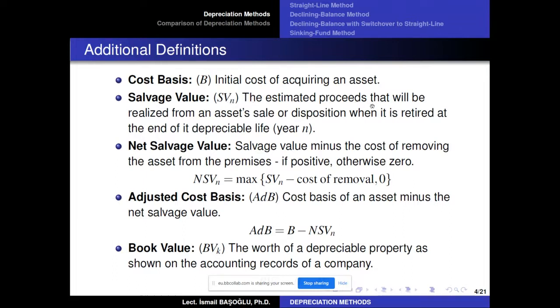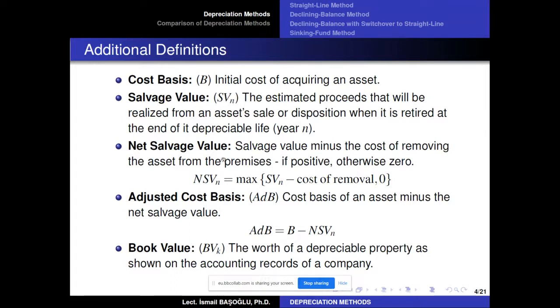That is the estimated proceeds that will be realized from an asset sale or disposition when it is retired at the end of its depreciable life. So at the end of its useful life, at the end of n years, you are going to either sell or dispose of that machine, but either way it is going to return some value, not in the form of a cost but in the form of a revenue. Therefore, salvage value will be a positive value, whereas the cost basis is negative, and it is denoted as SN.